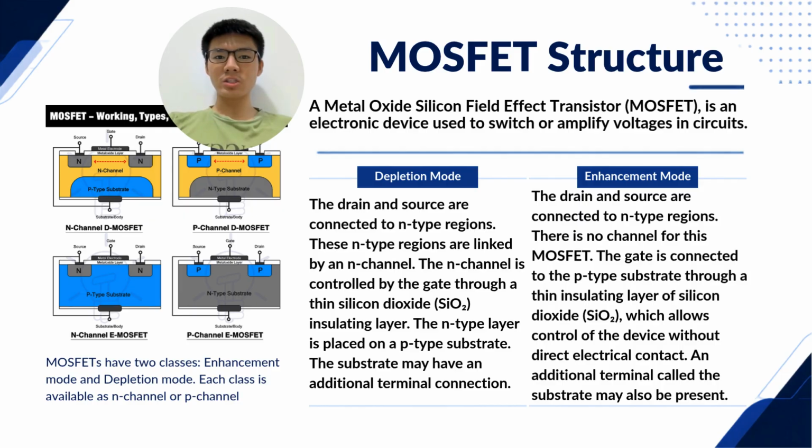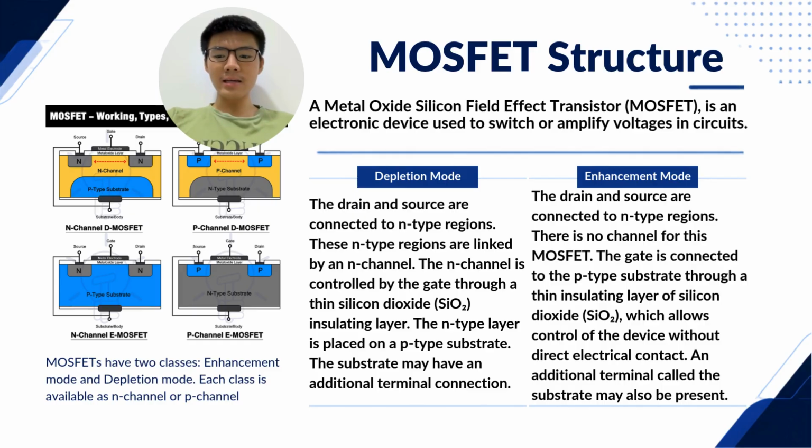Okay, now we are talking about metal oxide semiconductor field effect transistor, which is also called MOSFET. So a MOSFET consists of three main terminals, which is the source, drain, and gate. The source and drain are formed by heavily doped semiconductor regions, while the gate is placed above the substrate and separated by a thin insulating layer of silicon dioxide.